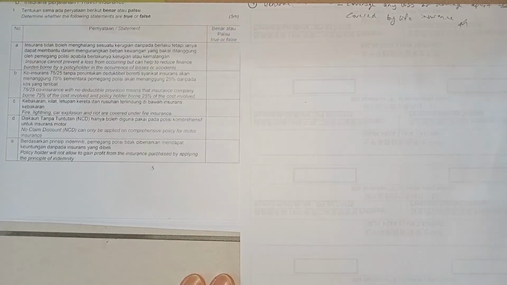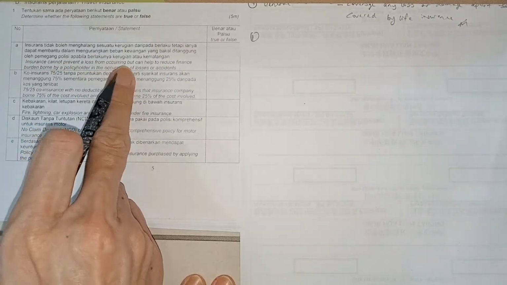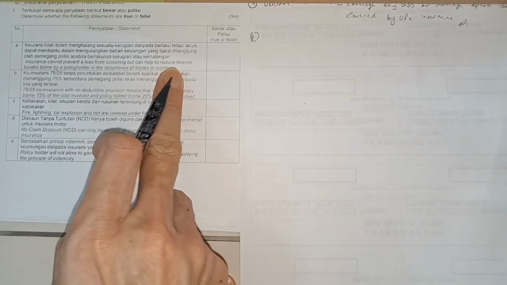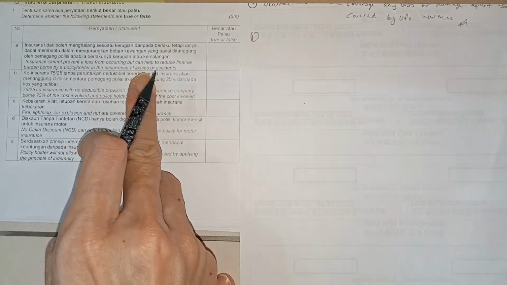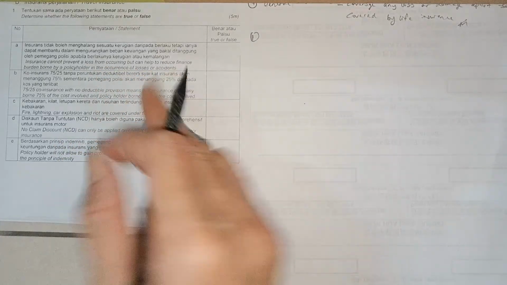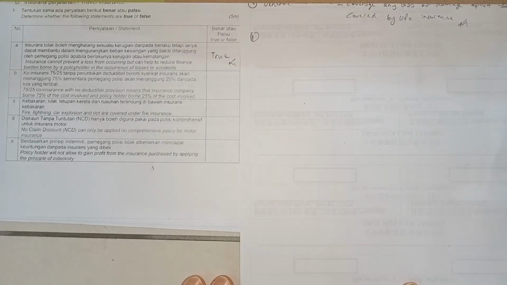Okay, so we look at question number 1. Determine whether the following statements are true or false. So A, insurance cannot prevent a loss from occurring but can help reduce the financial burden borne by a policyholder in the occurrence of losses or accidents. So it's true. Why is it true? Because insurance, of course, doesn't cover all the things. Insurance companies don't want to cover the whole loss, so they help to reduce the financial burden only.